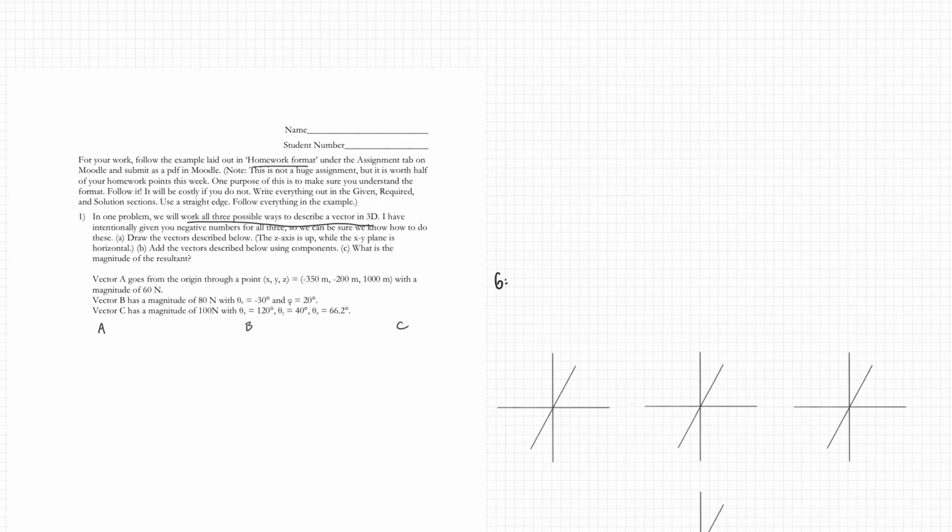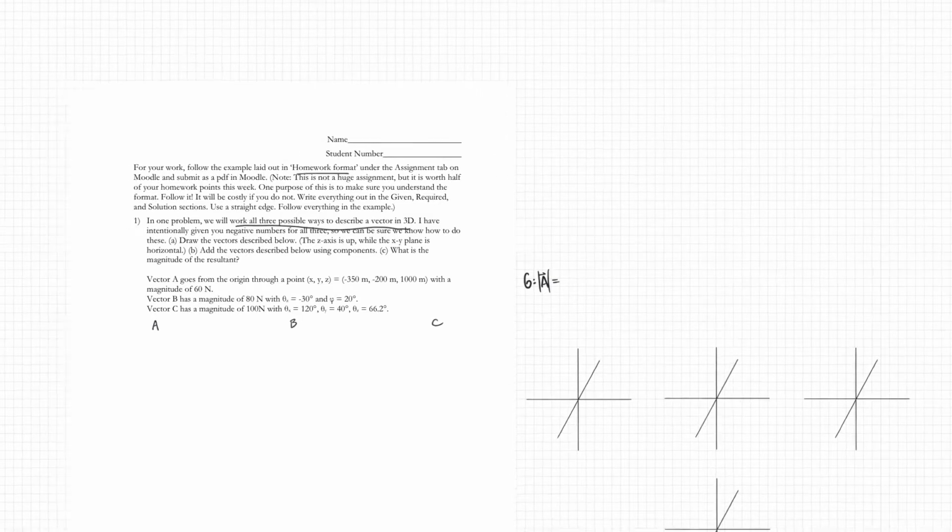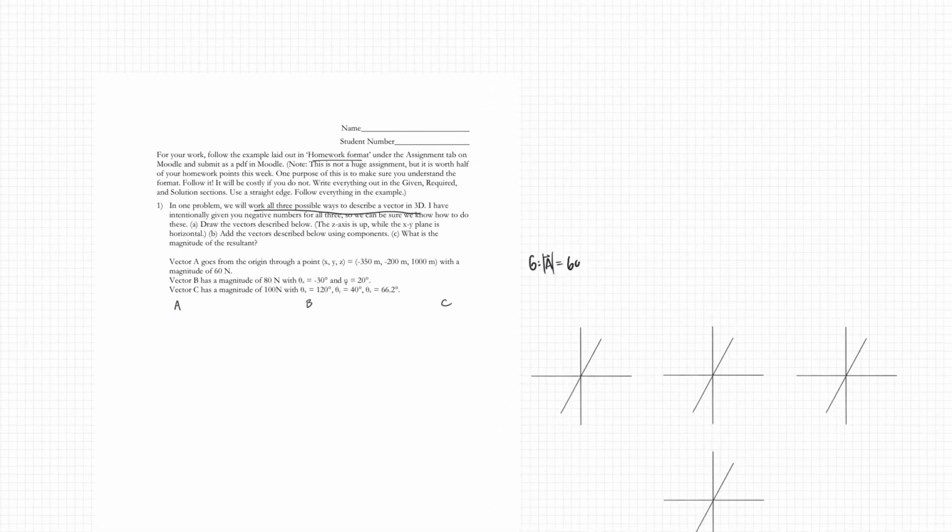So given for A, the magnitude of A is 60 newtons. It's going from the origin to negative 350, negative 200, 1,000, and all those have units of meters. Now for B, the magnitude of B is 80 newtons.